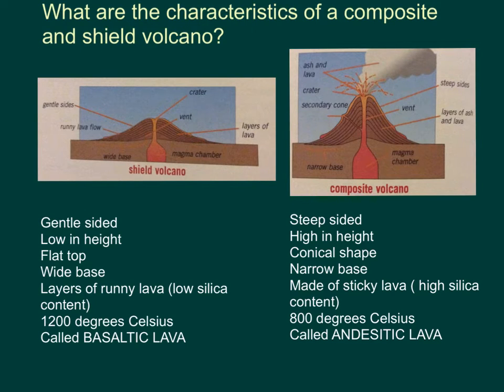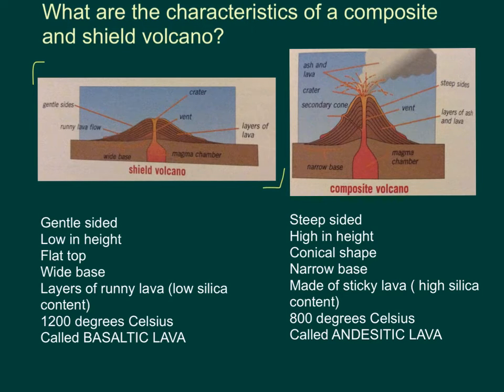Here I'm going to talk about the characteristics of a composite and shield volcano. There are more types of volcanoes than these, but at GCSE level you need to be aware of just these 2. So on the left hand side here we have got a picture of a shield volcano. A shield volcano is gentle, low in height, it's got a flat top and a wide base, and this is because of its lava characteristics.